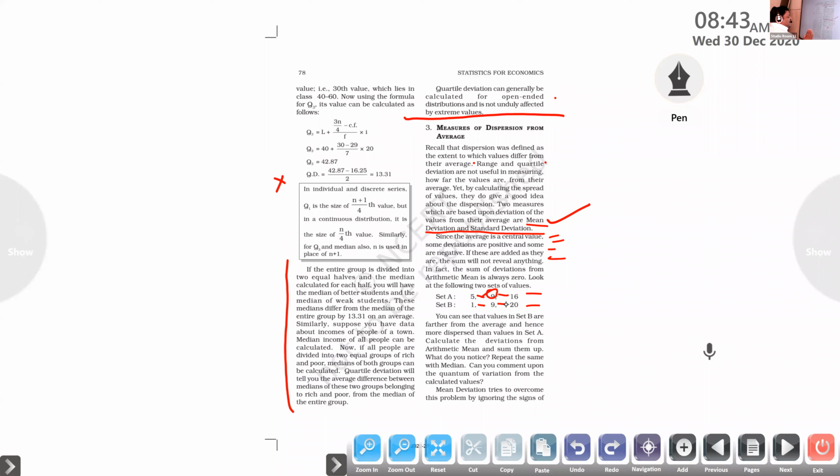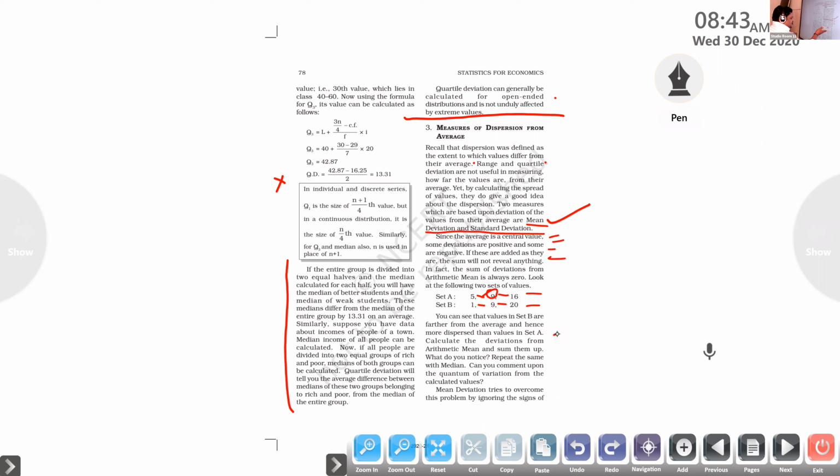You can see that values in set B are further from the average and hence more dispersed than values in set A. Just observe that clearly. Calculate the deviation from the arithmetic mean and sum them up. What do you notice here? Repeat the same with the median. You can comment upon the quantum of variation from the calculated values if you find.